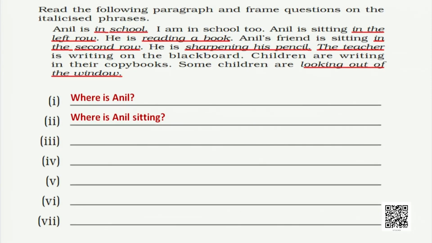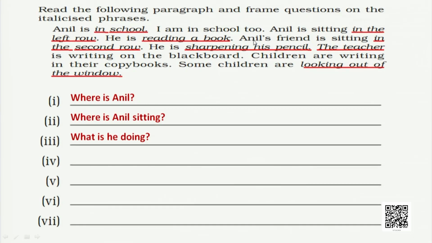The next sentence is he is reading a book. So you have to make a question so that you get the answer reading a book. So what can be the question? Yes, what is he doing? So when you ask the question what is he doing? So he is reading a book.